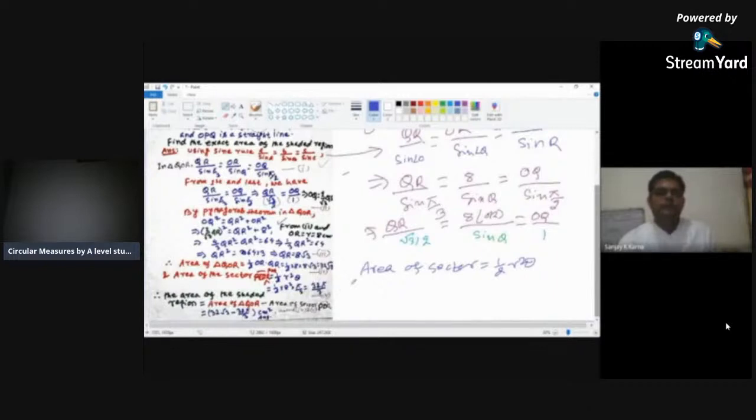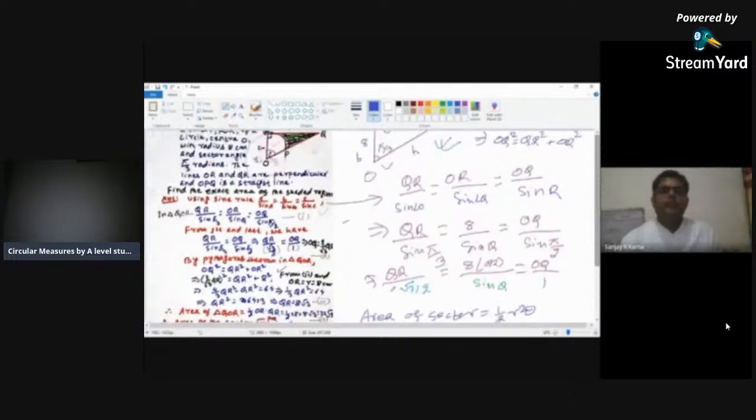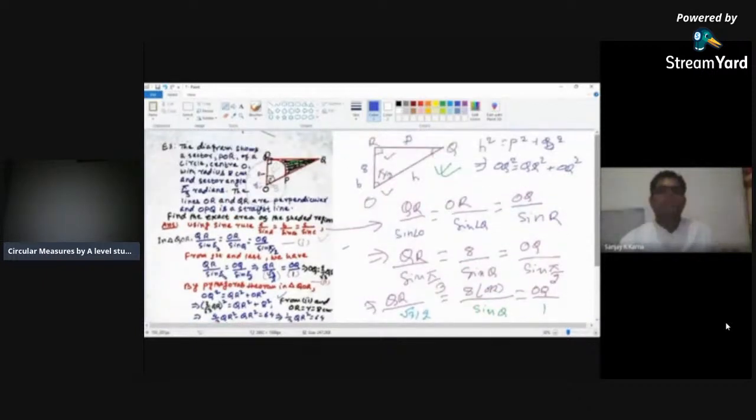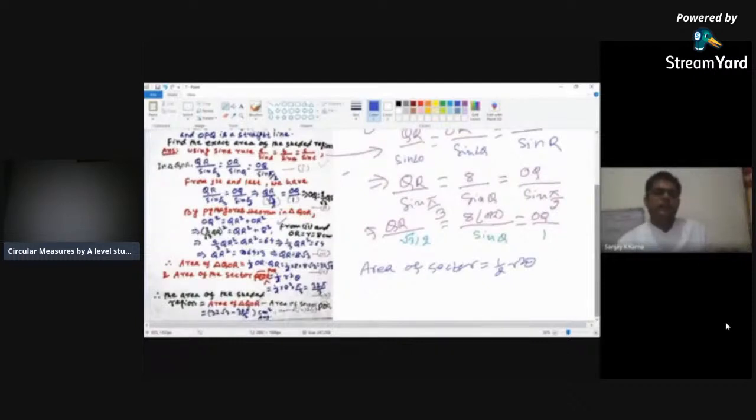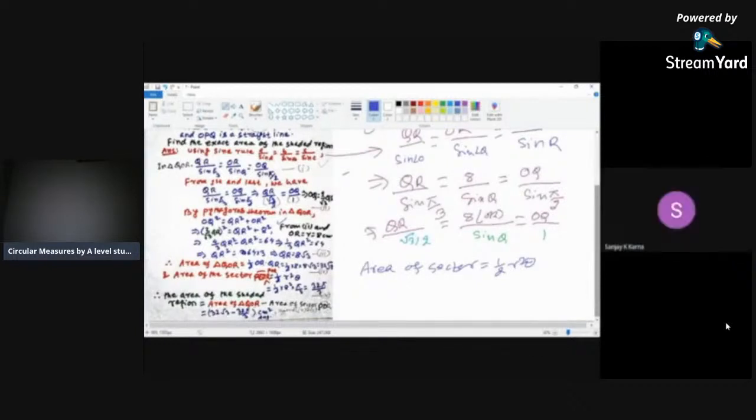And now therefore the area of the shaded region equals the area of the whole triangle minus the area of this sector POR. And then we put their respective values: the area of triangle is 32 root 3 minus the area of sector POR, 32 pi by 3, and this is the answer. We have to give this answer in the exact form, as you can see the question states to find the exact area of the shaded region. So we always write the answer in this form unless otherwise stated.